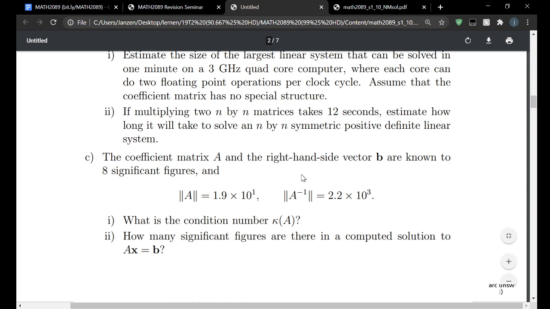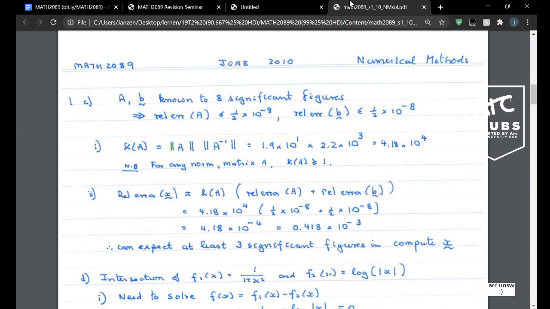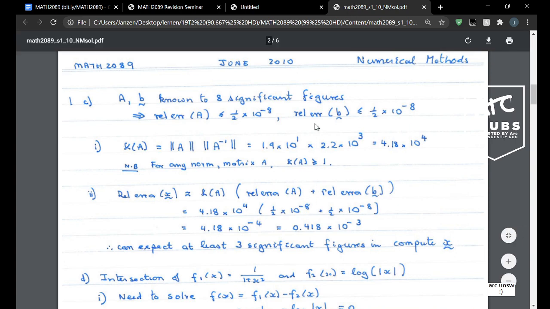How many significant figures are there in a computed solution to AX equal B? To find this, we have to get the relative error of A and the relative error of B, add them together, and then multiply it by the condition number that we just found. Yep, so that's what they did.